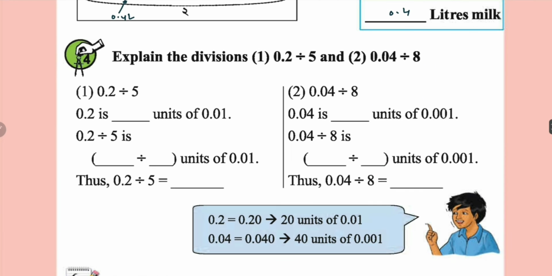Explain the divisions. 0.2 by 5 is nothing but 0.2 by 5. 4, right? 0.04 is the answer. Okay.